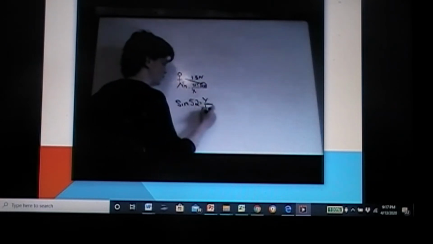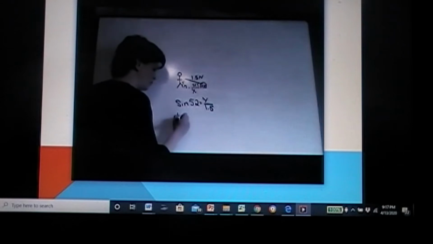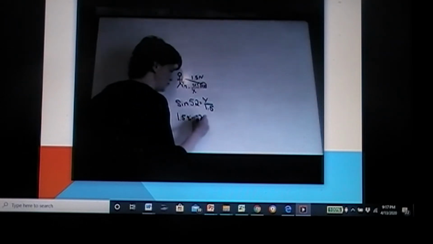It's asking for the horizontal and vertical components, so I should put Y here and X here. Well, this is using trig, beginning of the year stuff here. So we're going to say opposite over hypotenuse is sine. So sine of 52 is equal to opposite over hypotenuse, y over 1.5. So then we do 1.5 sine 52, and that will give us the answer, and I'll tell you that in a minute. Let's go ahead and do the next thing.